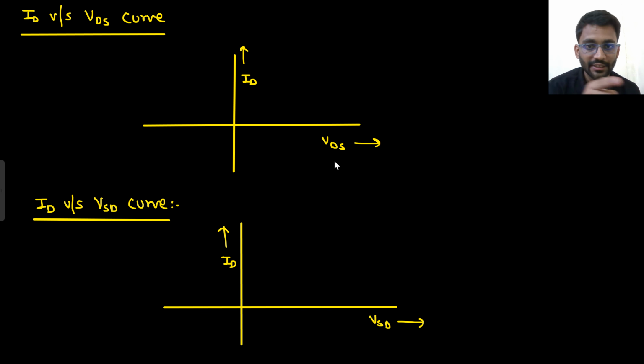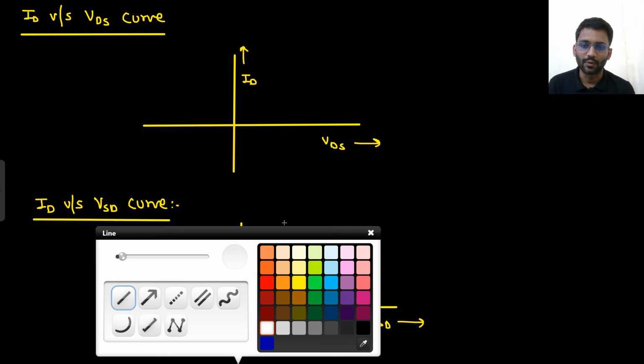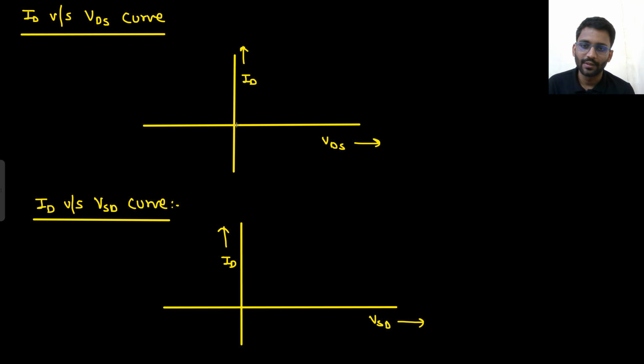So ID versus VDS you are drawing. That means the drain is at negative potential, so for negative graph you will draw. At first it increases and then it saturates. Increases and then saturates. And ID versus VSD if you are drawing, what will be this potential?